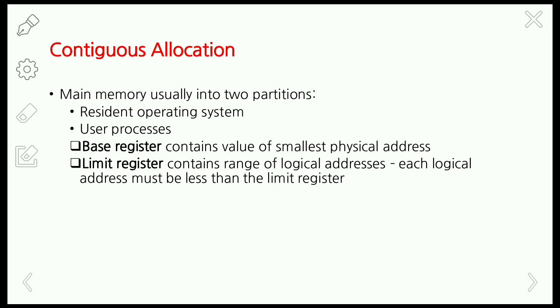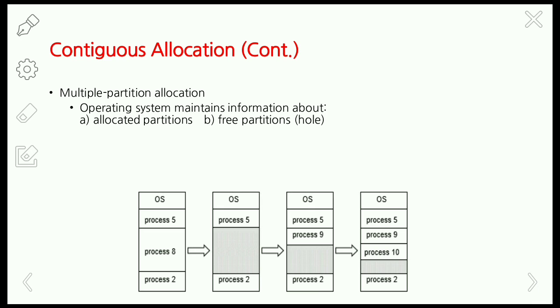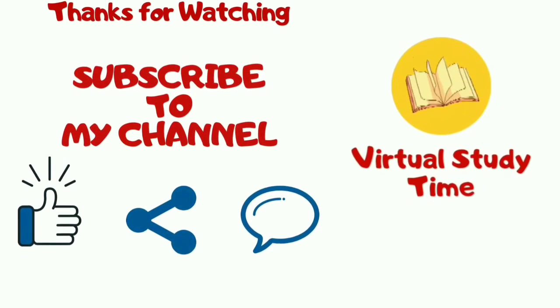The next one is contiguous allocation. Here the main memory is usually divided into two partitions, that is the resident operating system and the user process.